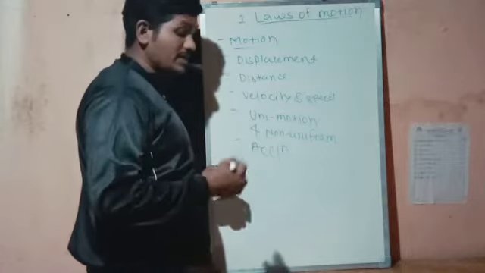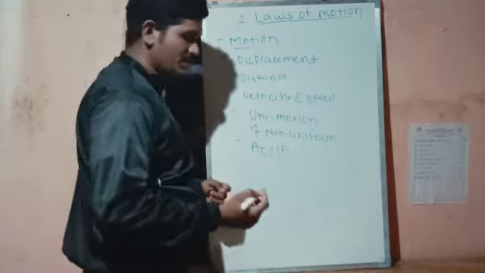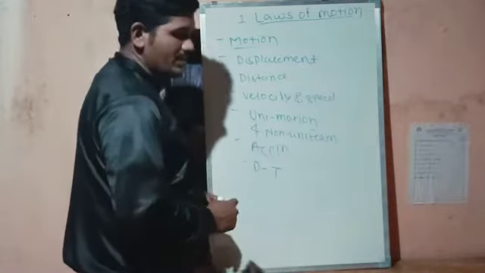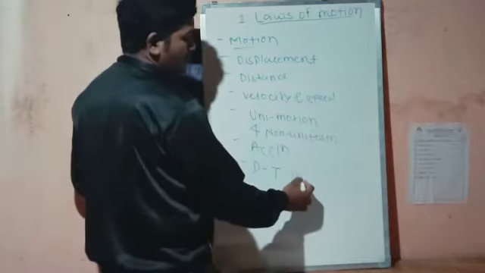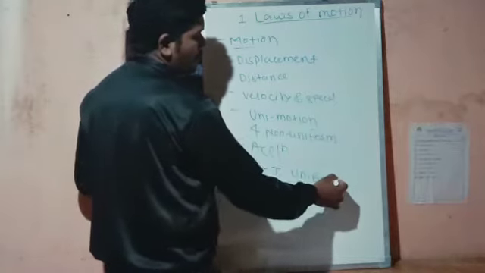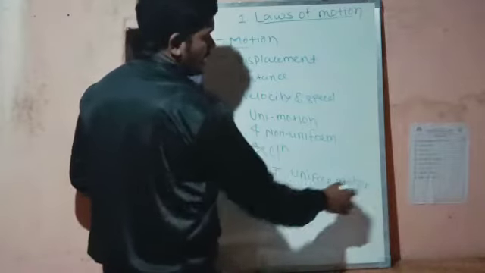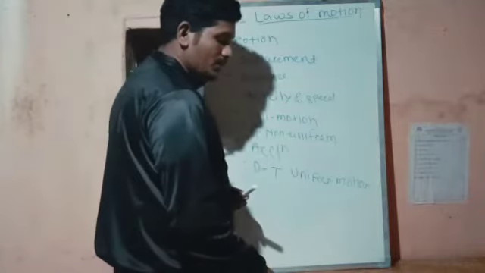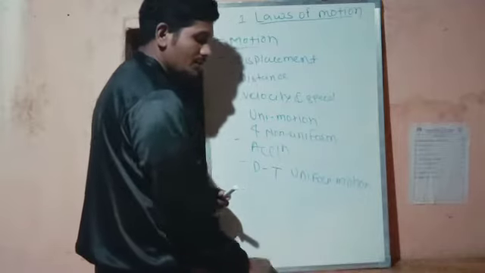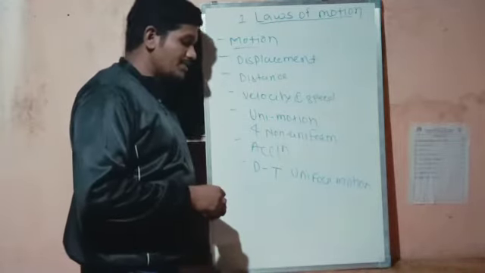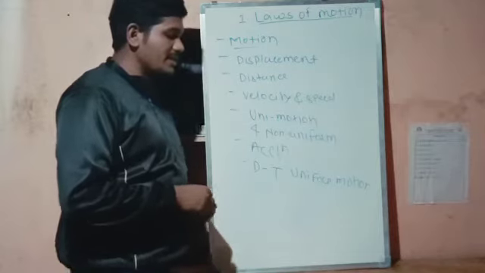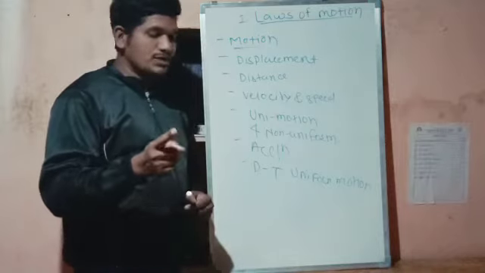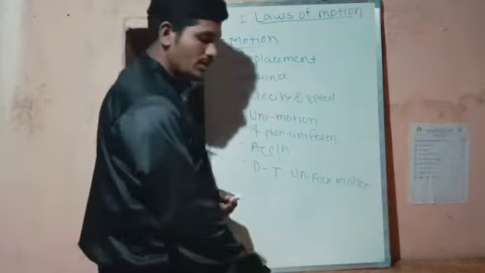Now after that there will be the graphs. We have to learn about the graphs between distance and time, that is d and t. In distance and time there will be the graph for uniform motion. Then again the distance and time graph will be there for the non-uniform motion. Then the velocity and time, and there will be one derivation for the equation describing the relationship between velocity, time and displacement. And the uniform circular motion is also there. We are going to learn this in this topic.